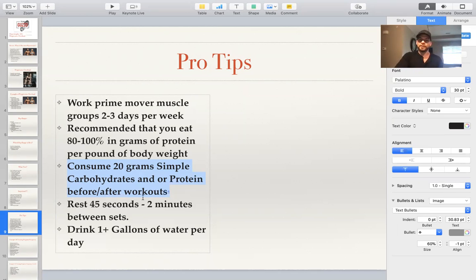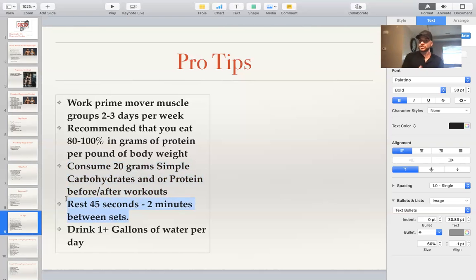So you want to have carbs and or protein. You can have just carbs or just protein, or you can have both together before or after your workout, or both, right? Typically about 20 grams, and that's just a broad statement, but at least 20 grams of each would be good. And then you want to make sure that you're resting a sufficient amount of time, guys. I can't tell you how many times I see somebody go in there and they just go as hard as they can until they can't anymore, and then they don't rest.